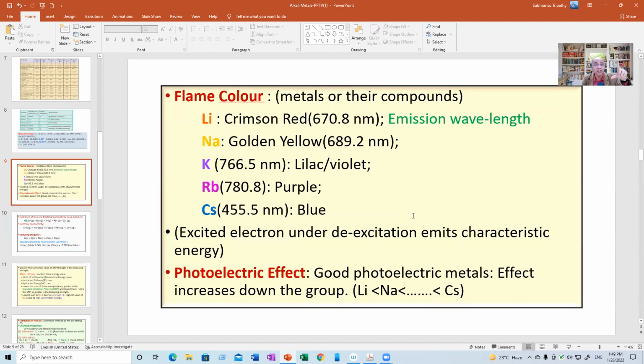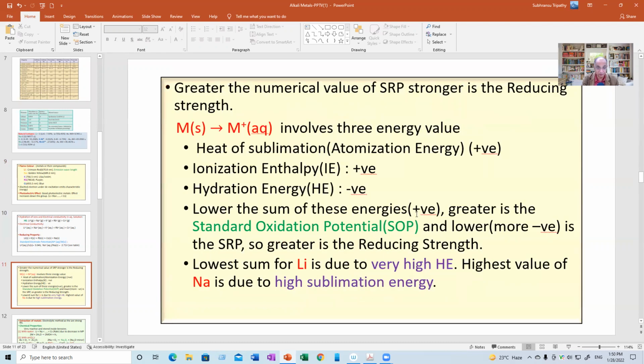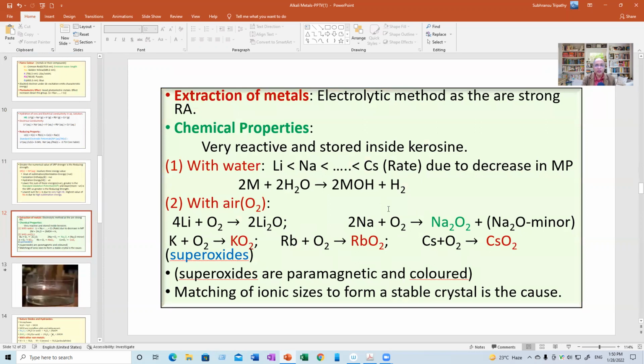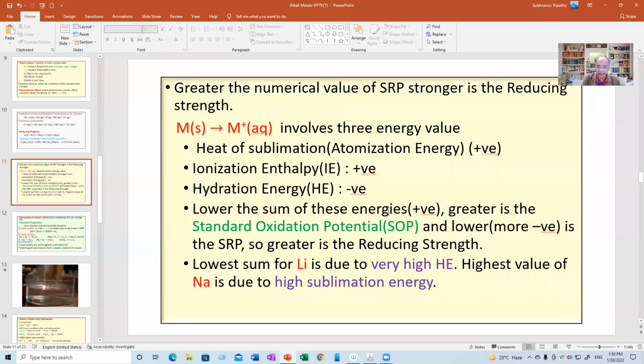The sum is maximum means standard oxidation potential is minimum. The sum is lowest means this conversion can be achieved more easily. If the conversion can be achieved more easily, the standard oxidation potential is high. And if standard oxidation potential is high, standard reduction potential is low. Now we are going at a very fast speed.